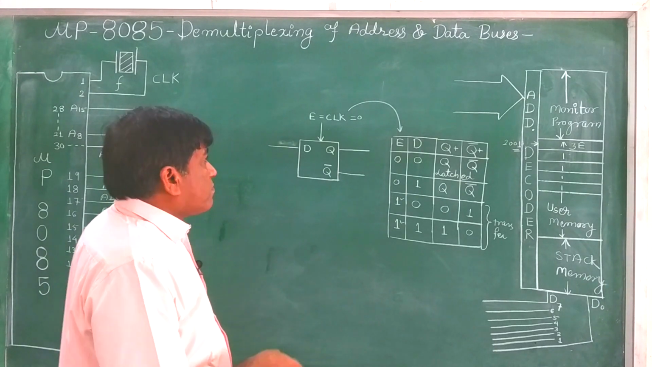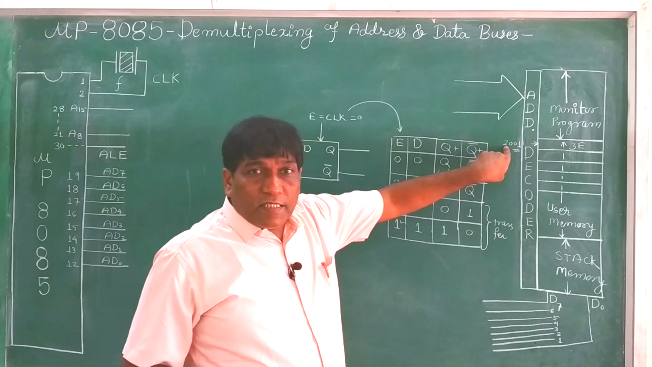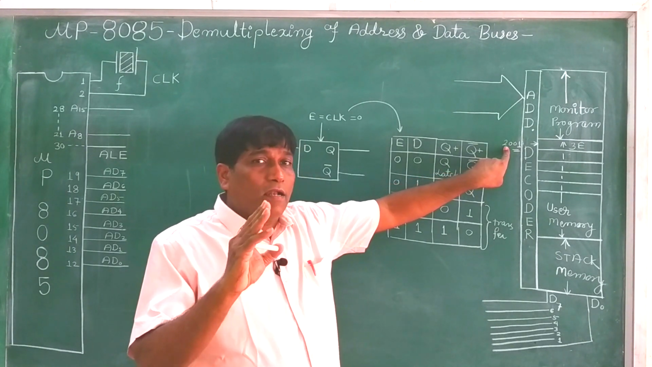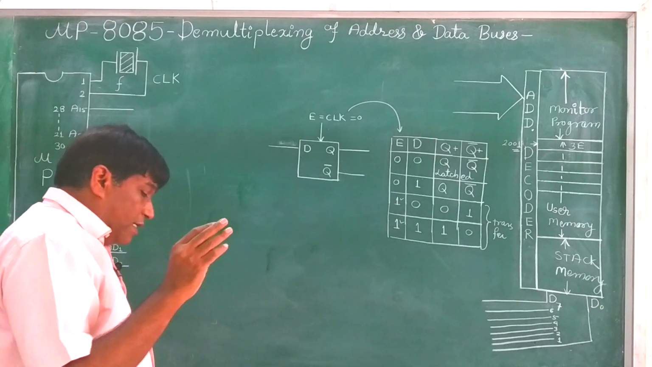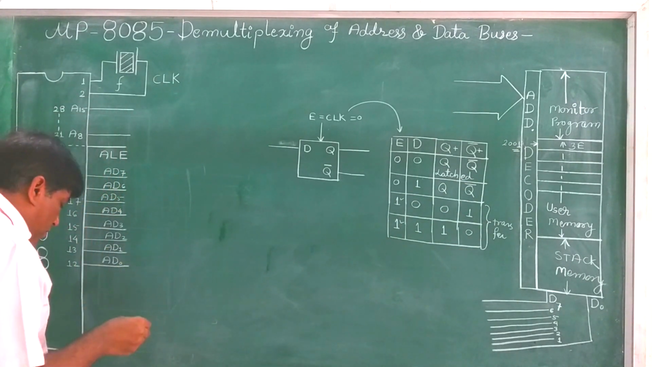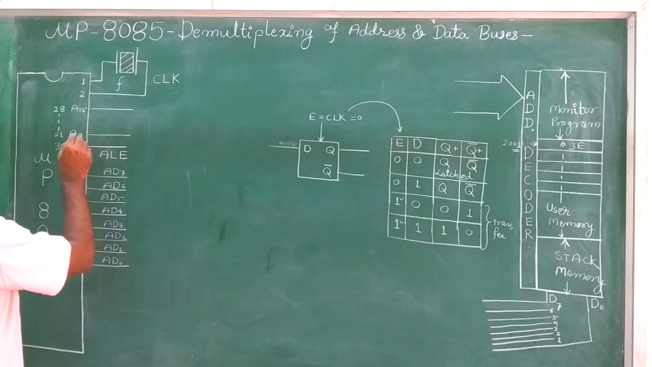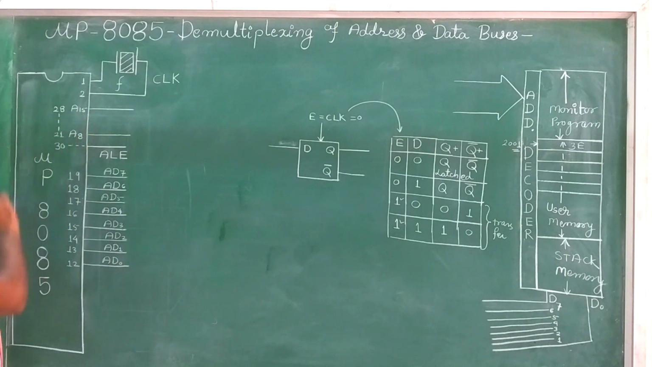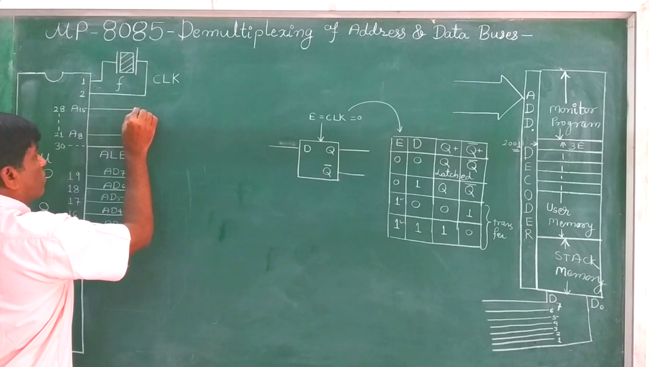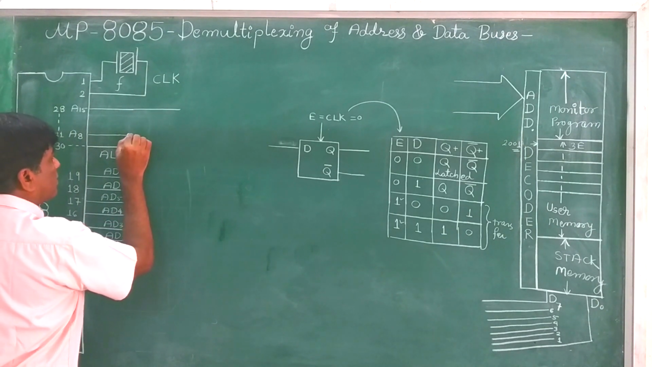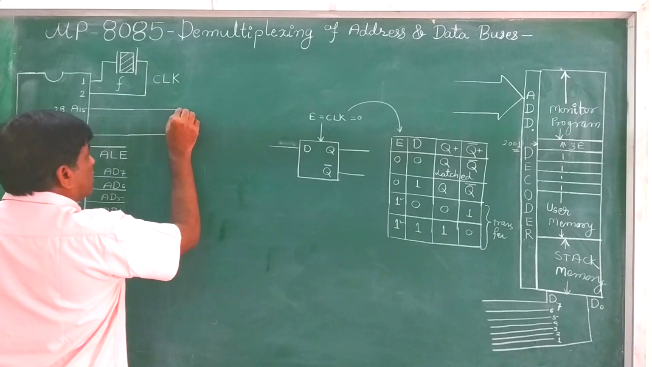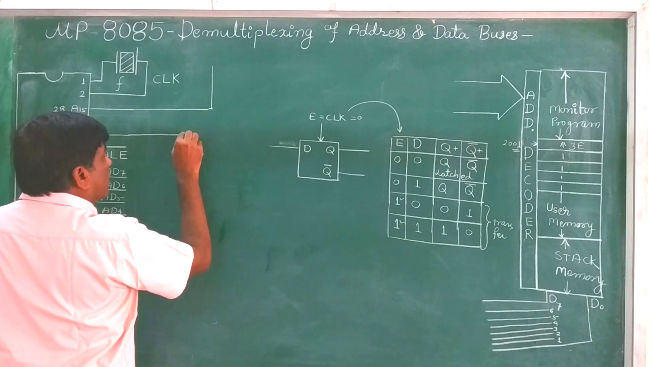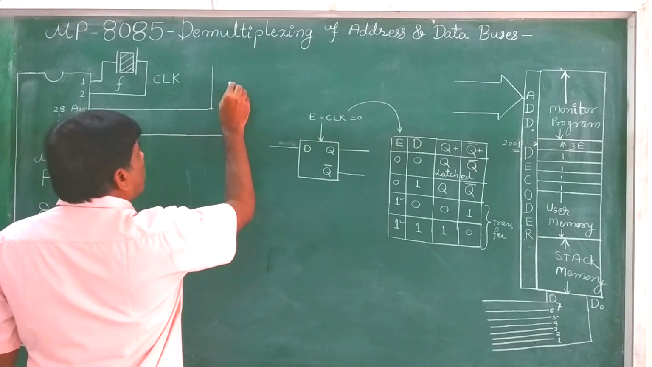Now because these higher order address buses are not to be latched, we can directly connect them. If we look at the microprocessor 8085, from pin number 21 to 28 we have A8 to A15, and these buses are known as higher order address buses. Because these buses are to be directly connected, there is no problem in this.